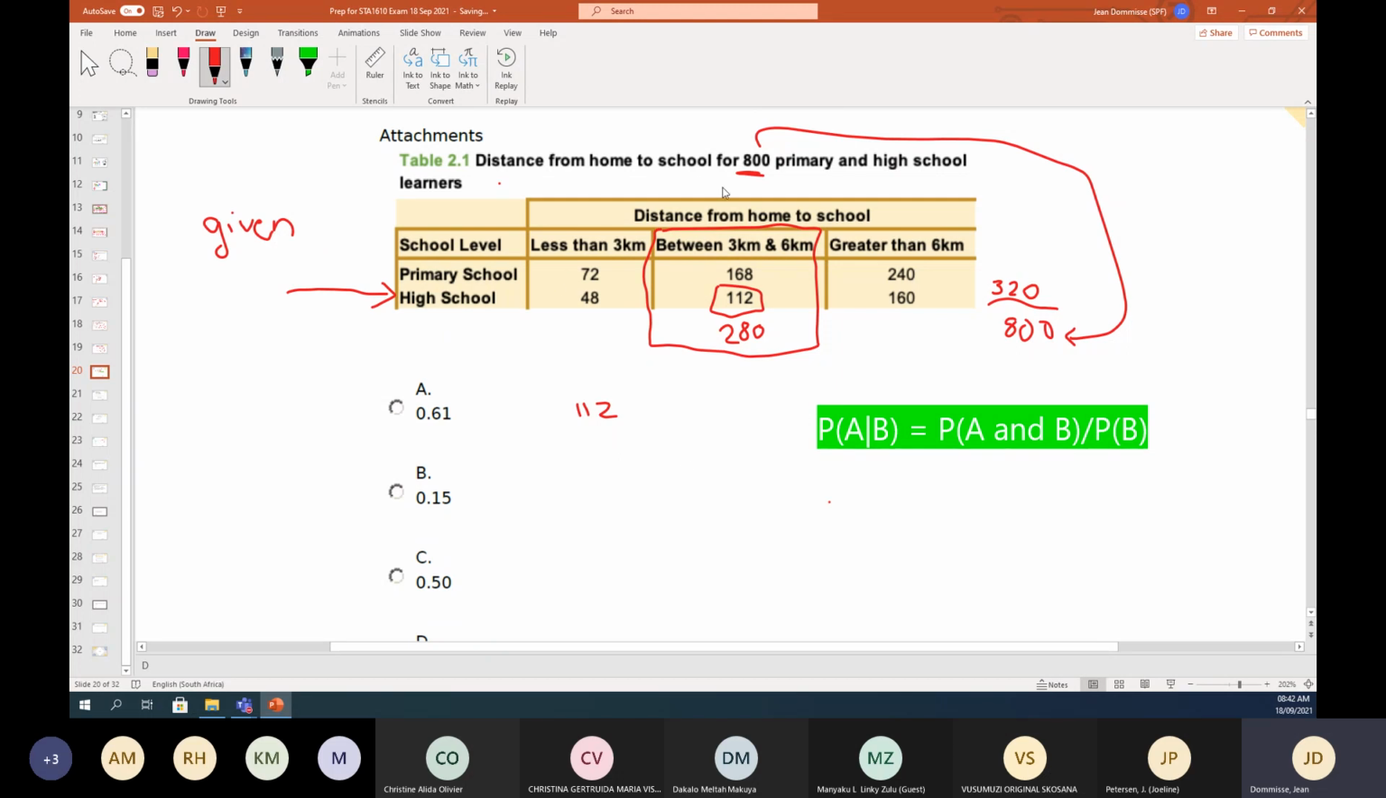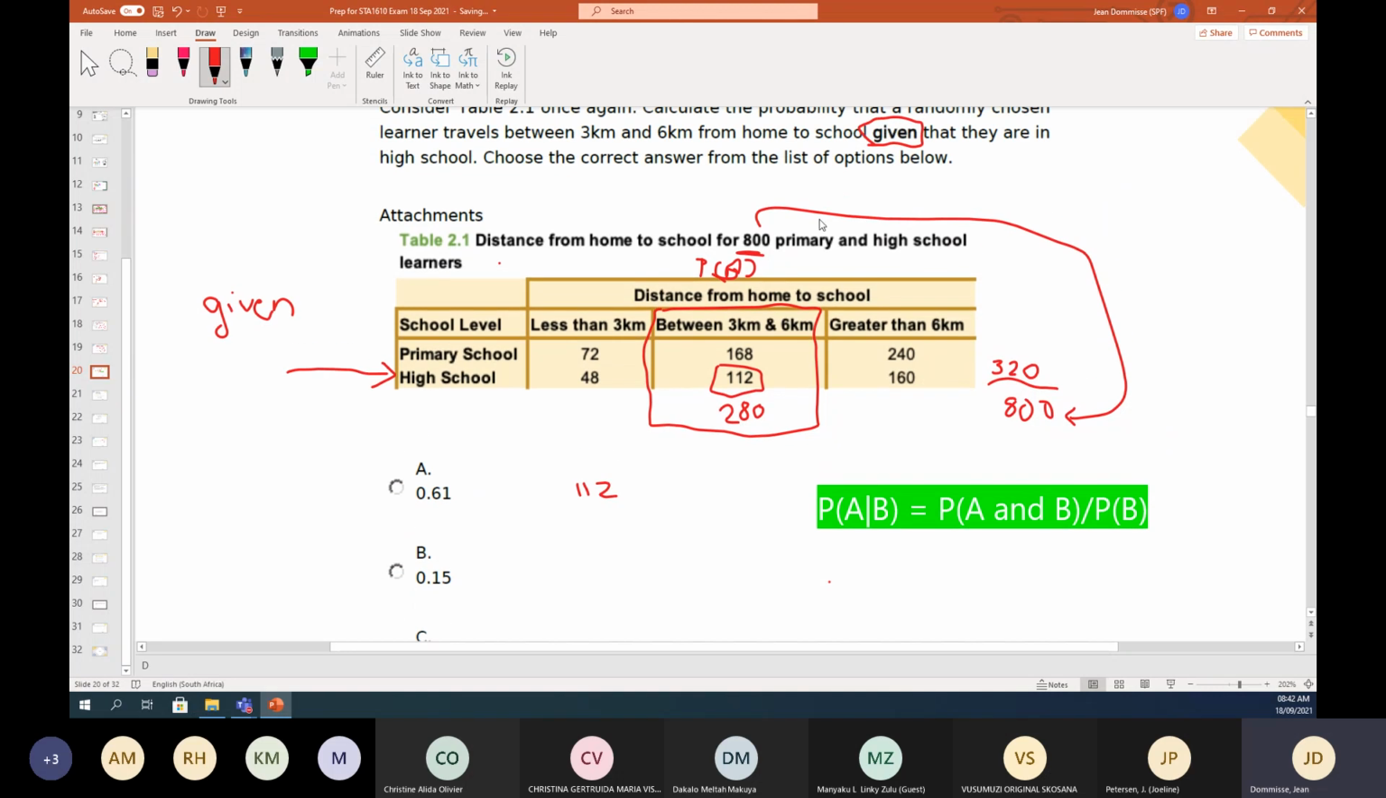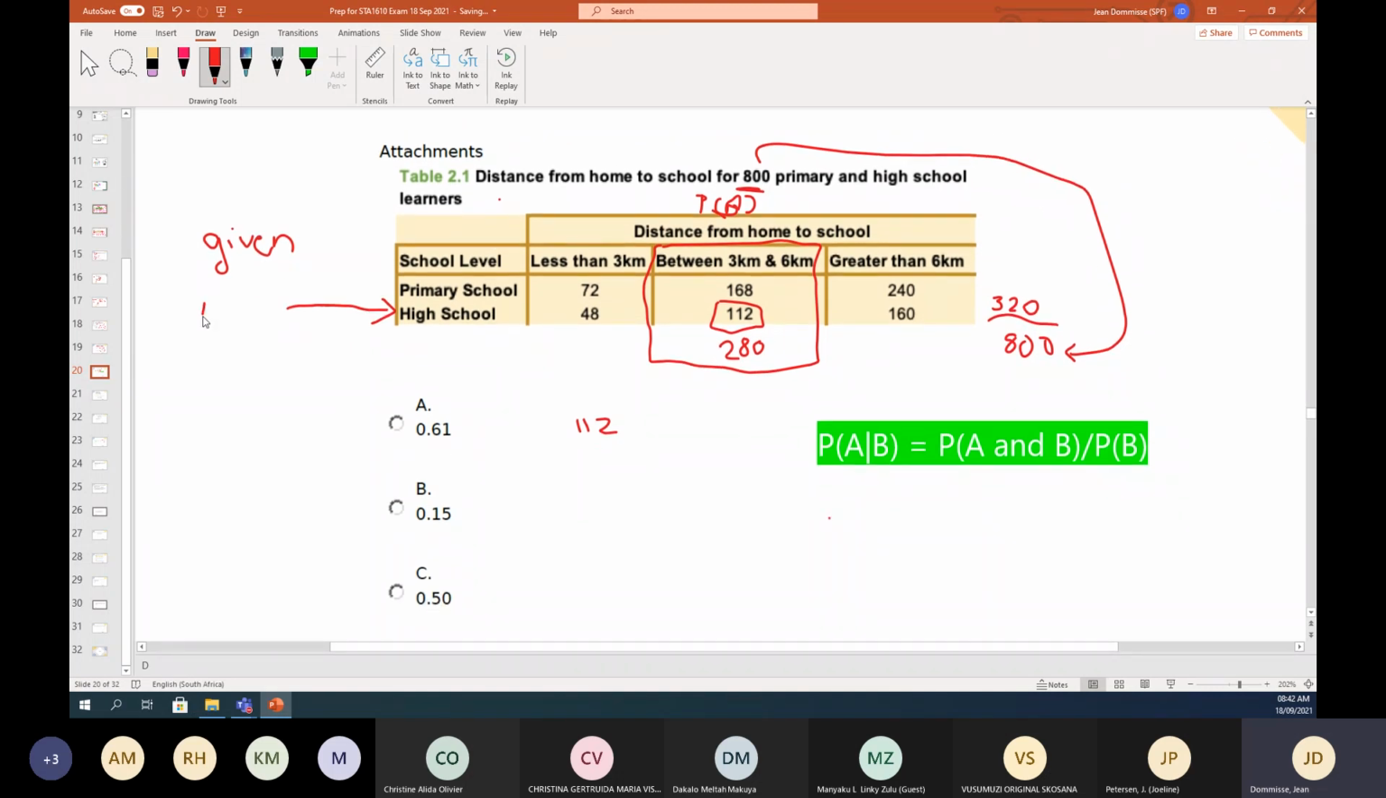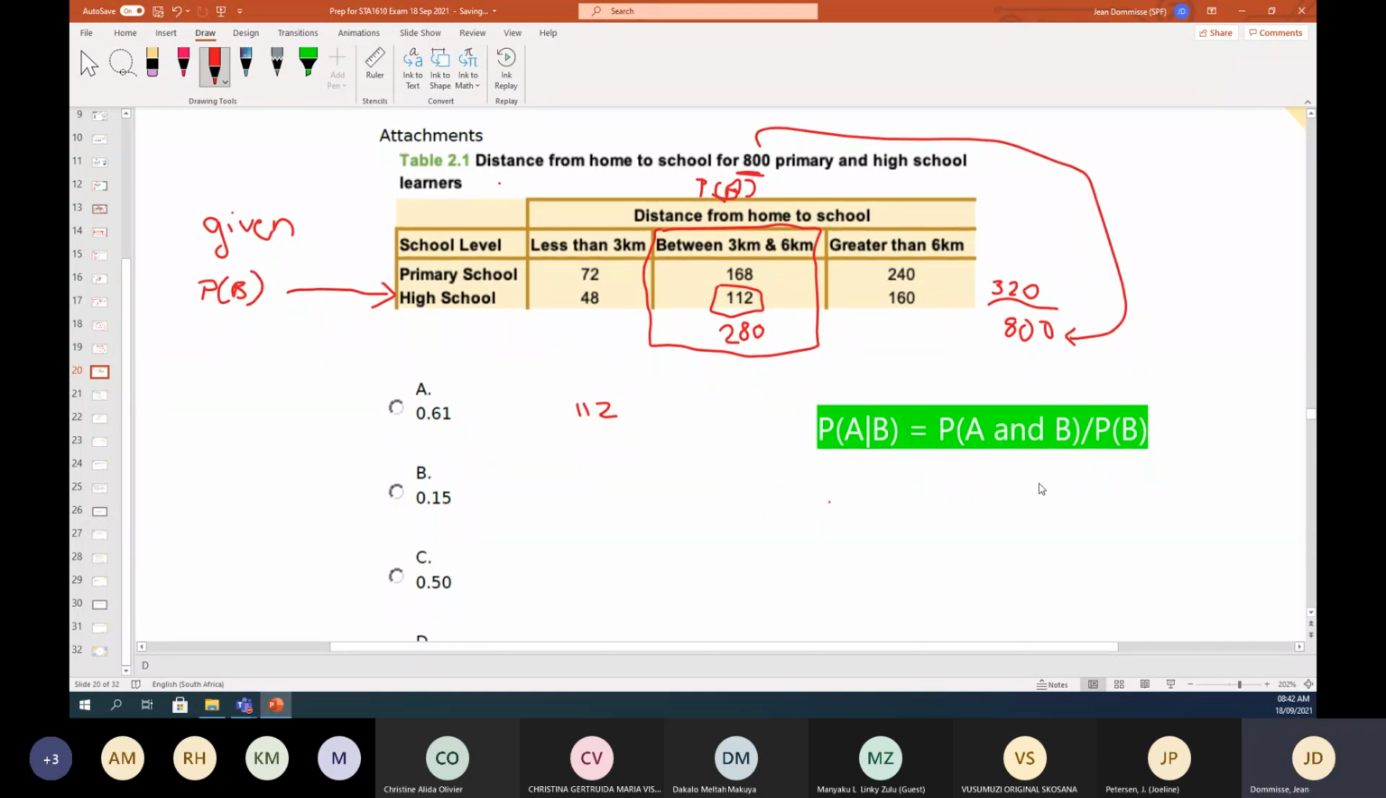So if that was probability A, because we said it is given B, I just want to make sure that they are in high school, so this is probability B. That's the probability of A and B. So how do we work out that probability of A and B?